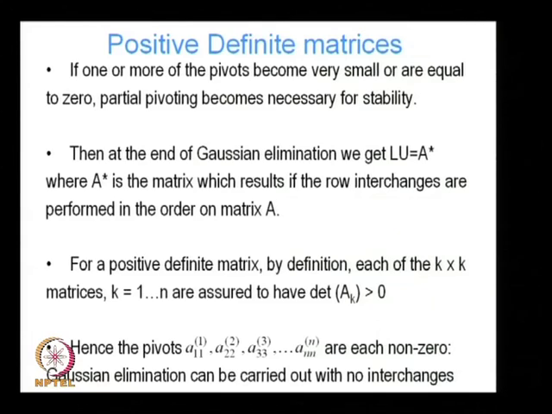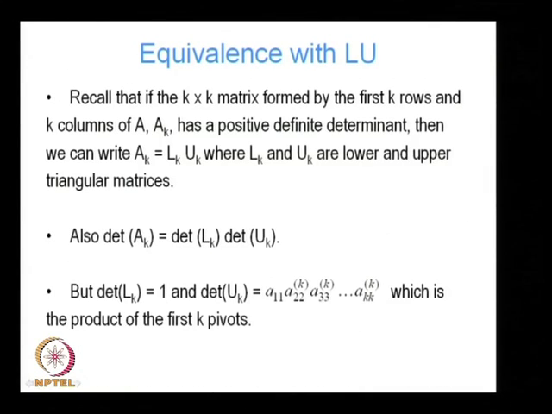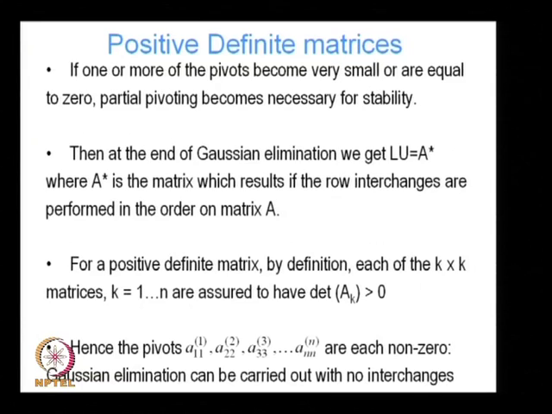If one or more of the pivots become very small or are equal to 0, partial pivoting becomes necessary for stability. We have seen that, right? Pivoting is not required only if each of these pivots is greater than 0. However, if one of the pivots becomes very small or actually becomes 0, then we have to do pivoting, right? It also means that the matrix is no longer positive definite, right?